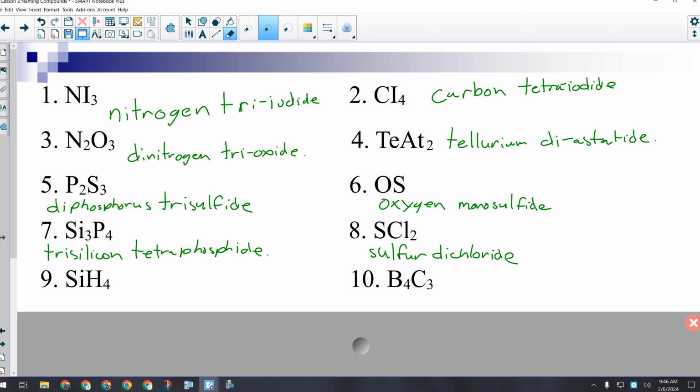Okay, and then for number 9, only 1 silicon, so silicon, tetrahydride. How do I know that hydrogen is acting as a non-metal in this one? Right, it's listed second. It's only a metal if it's listed first. Okay, silicon tetrahydride. And then for this one here, we would have tetraboron tricarbide.